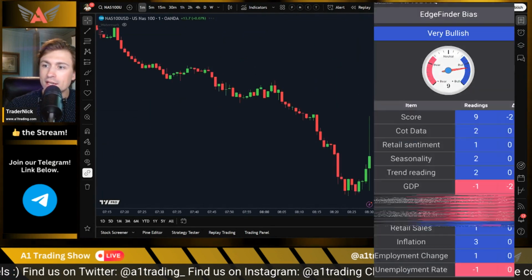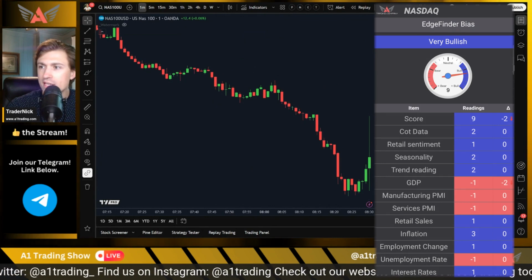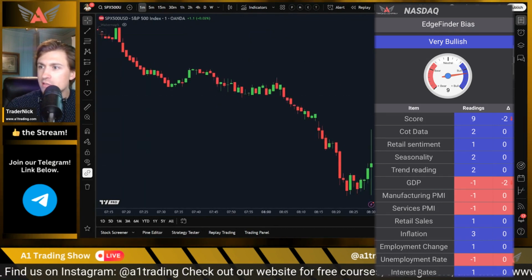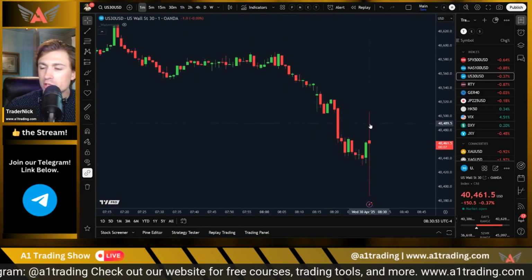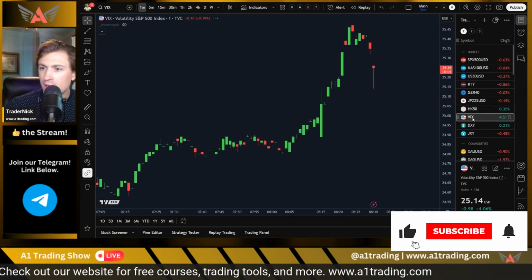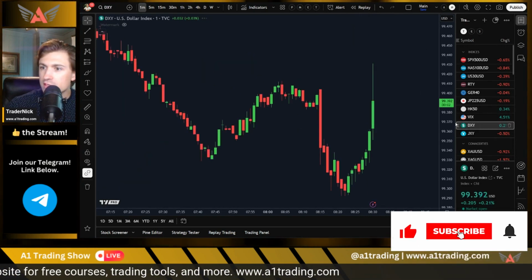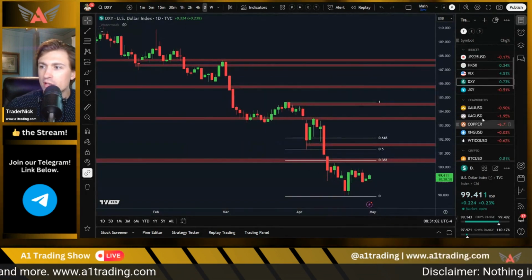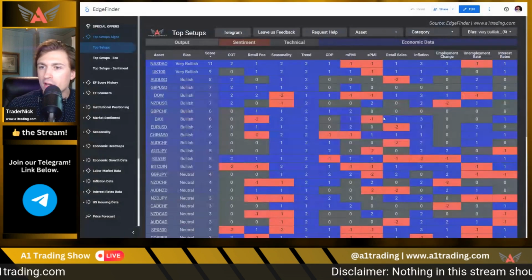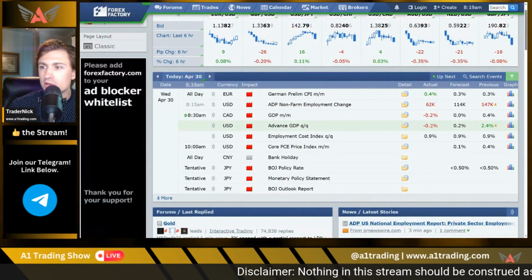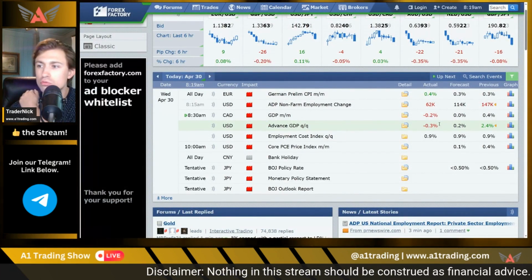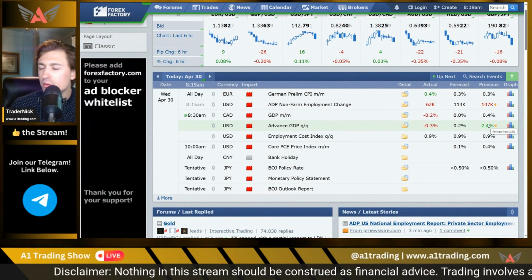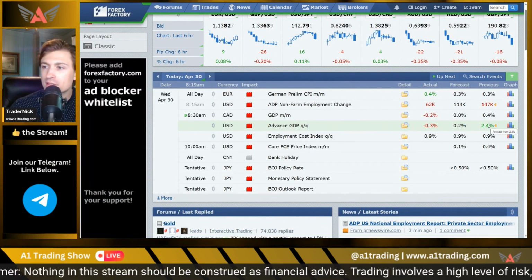Take a look at the indices. Look at that crazy candle on the NASDAQ. S&P 500, Dow Jones, big back and forth move. VIX, take a look at the dollar. Nothing substantial, actually. Not a huge move there. That is, to me, though, pretty surprising, considering that's a pretty good-sized drop. That being said, we did revise higher in the previous quarter.